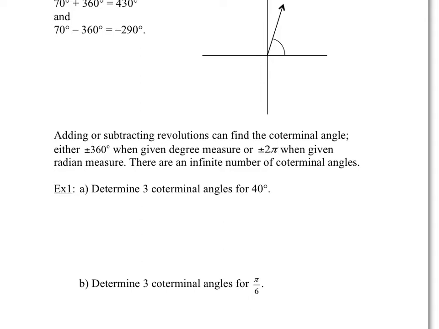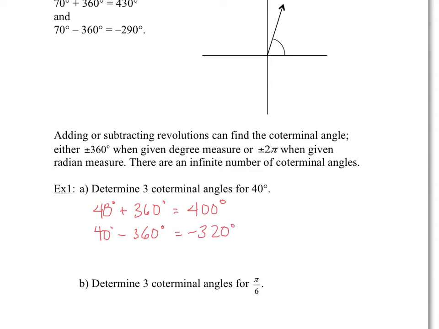Alright, so determine 3 coterminal angles for 40 degrees. Let's start with the two obvious ones. You have 40 degrees, and we can add 360, and that would give us 400 degrees. So that would be one possibility. You could take your starting angle, 40 degrees, and also subtract 360 degrees, which gives you negative 320 degrees.